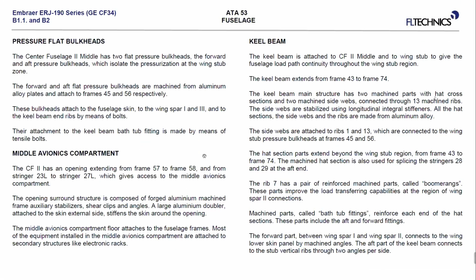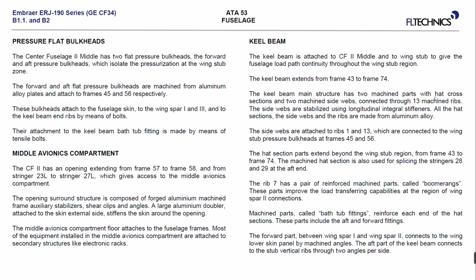Pressure flat bulkheads, Q beam, and the middle avionics compartment. As I told you, we have some specifics there. These two pressure bulkheads are related with the pressurization and the wing stub zone. This is to isolate the pressure area from this wing stub. Forward and aft flat pressure bulkheads are machined from aluminum alloy plates, and they're attached at frames 45 and 56. The bulkheads are attached to the fuselage skin with wing spar 1 and 3 and to the Q beam. Just after a few seconds I'll tell you about the Q beam.